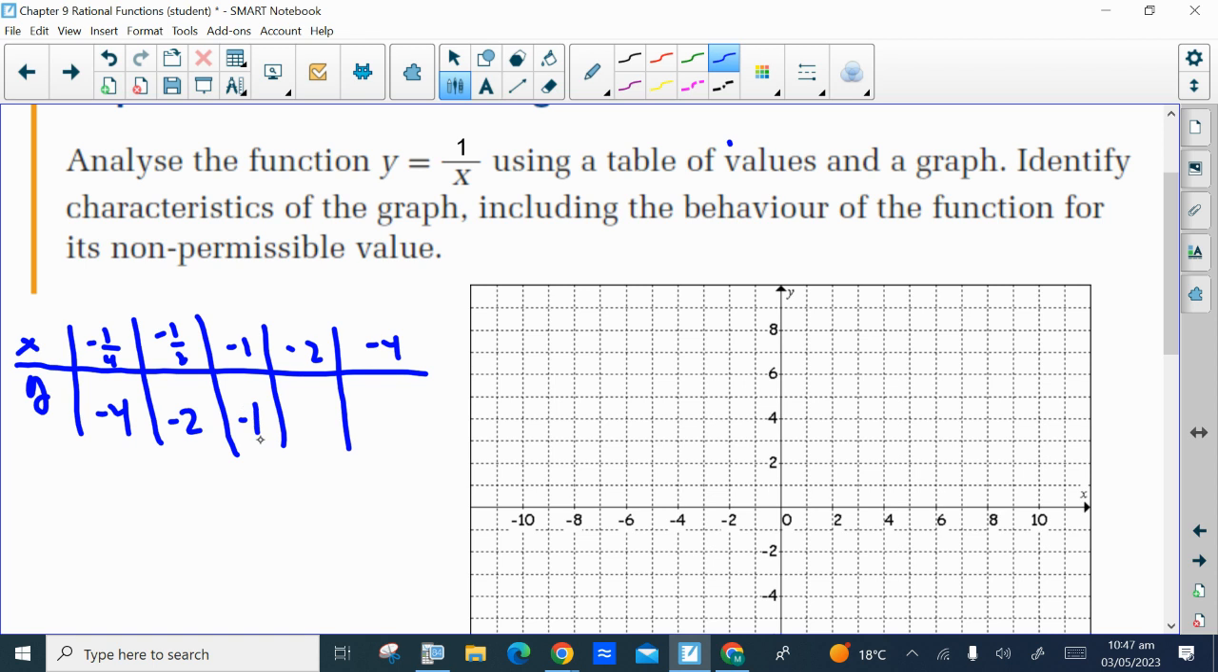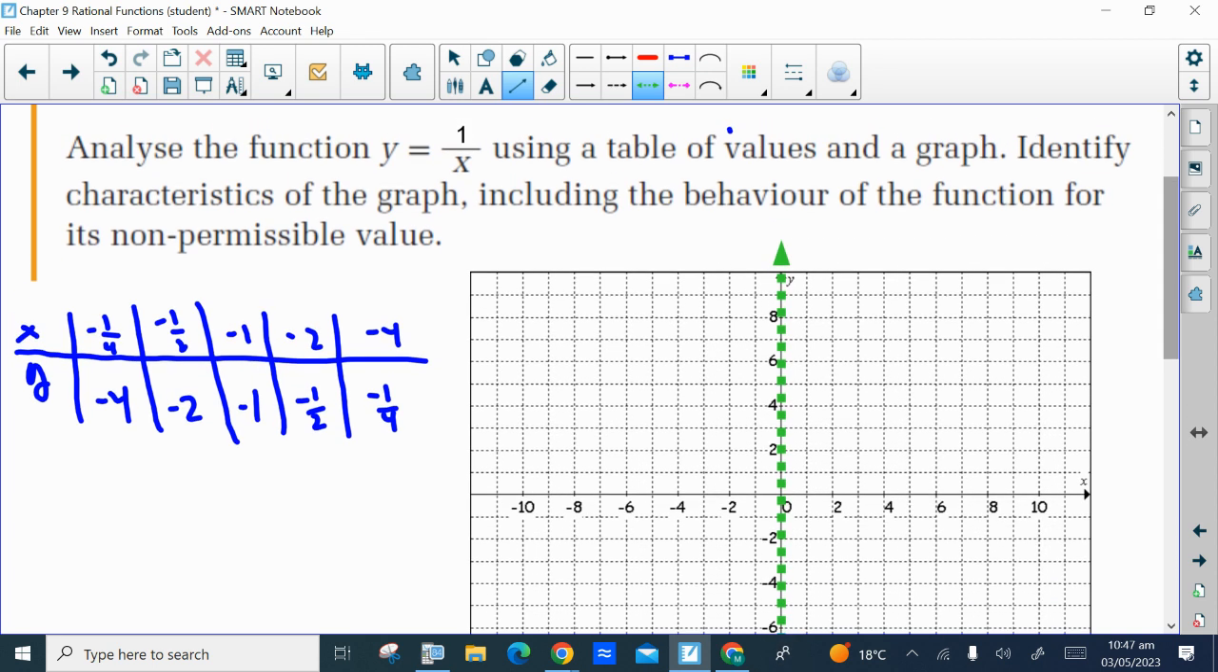1 divided by negative 1 is negative 1. That'll be negative 1/2 and negative 1/4. So we see as x gets closer and closer to 0, the value of y will get smaller and smaller. It'll approach negative infinity. And as x gets larger and larger, the value of y will approach 0. Once again, the y-axis is an asymptote because you cannot have an x value of 0. In this case, the x-axis is an asymptote because y will never equal 0.